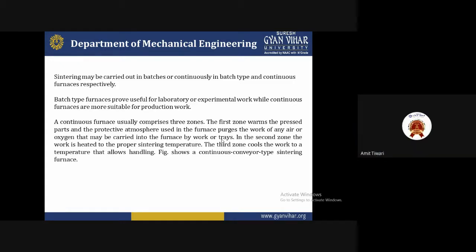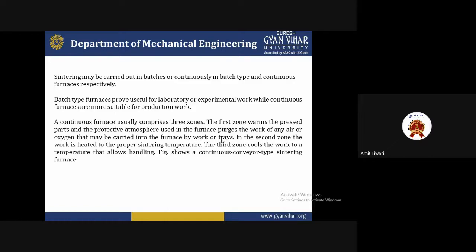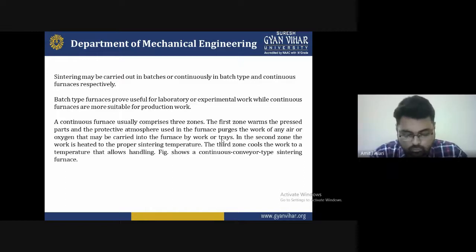So the first zone indicates the warm-up place and the protective atmosphere used in the furnace, to purge any air or oxygen that can be carried into the furnace by the work. All types of furnaces are available, but the condition is that the first zone warms the place. That is the requirement basically.